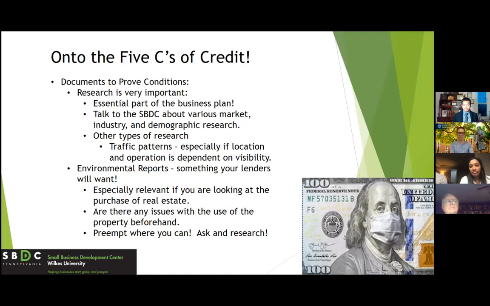Environmental reports, I'm not going to beat around the bush, can be really expensive, all right? So if there is a property that you're interested in buying, it's never a bad idea to make contact with the realtor or the person that presently owns it and ask and research. Like I said before, there is information that you can find at the courthouse that can help influence and inform your decisions. You have every right to ask about something if you're looking to purchase it, all right?